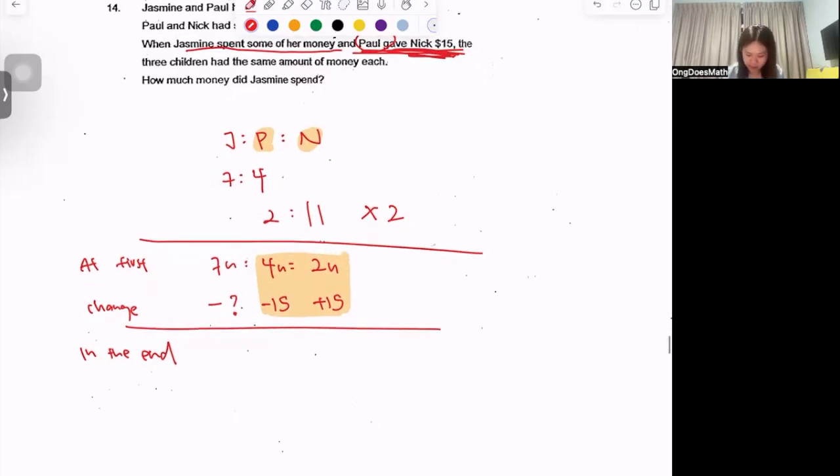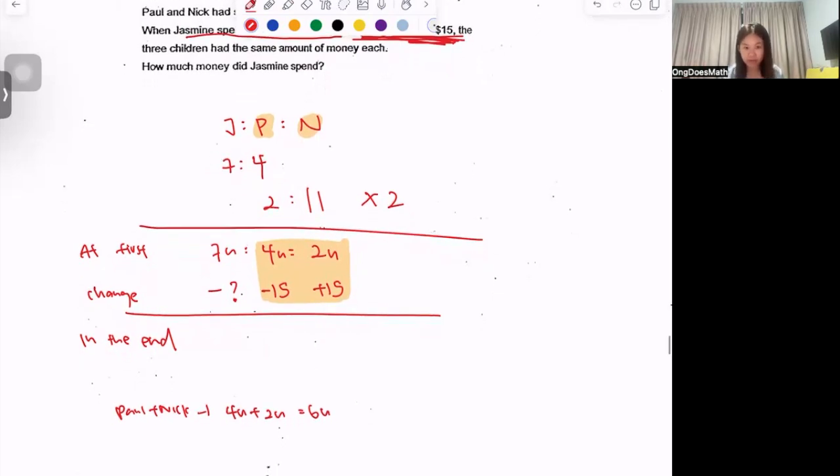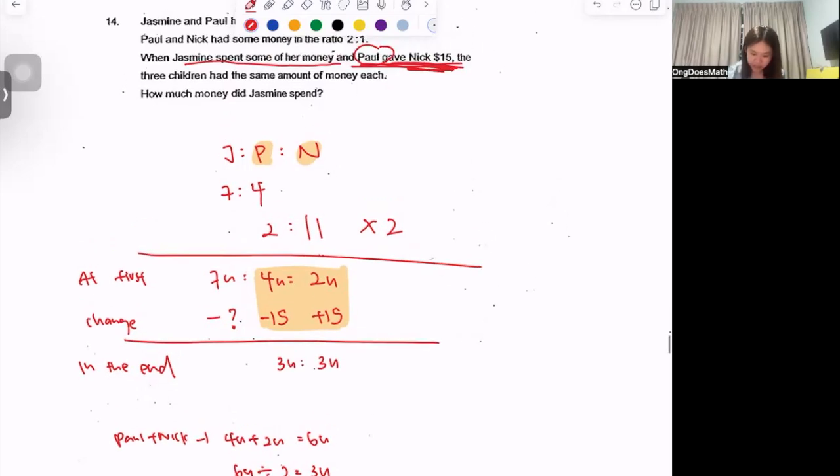So Paul started with 4 units, Nick started with 2 units. So in total, Paul and Nick have 6 units. Then we redistribute them so that they have an equal amount in the end. That will just be 6 units divided by 2, which is 3 units. So in the end, Paul is supposed to have 3 units, Nick is supposed to have 3 units. And since Jasmine also has the same amount in the end, Jasmine is supposed to have 3 units. Can you see that everyone is supposed to have 3 units in the end?